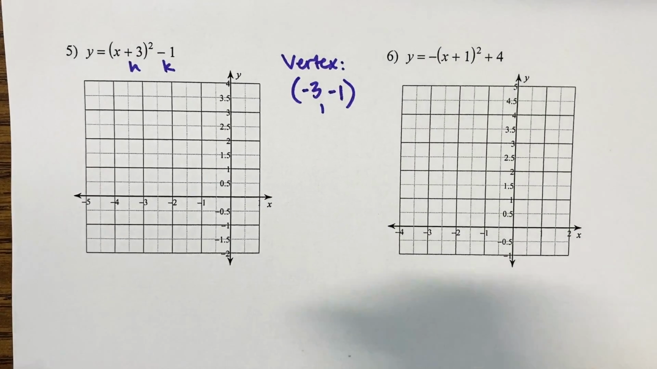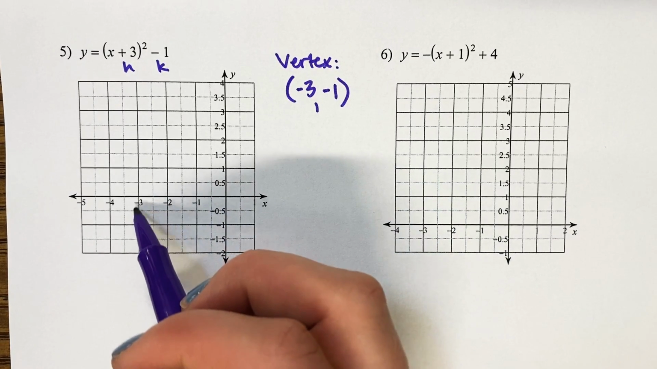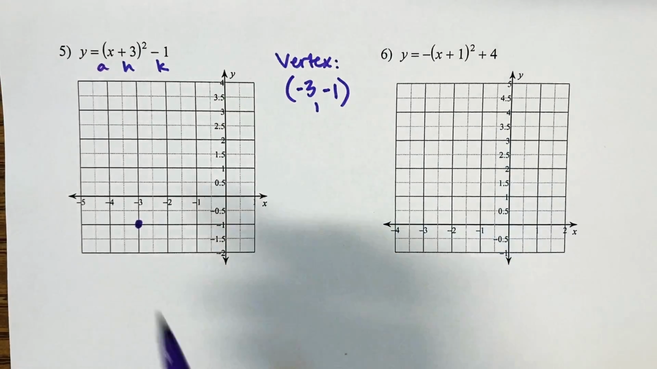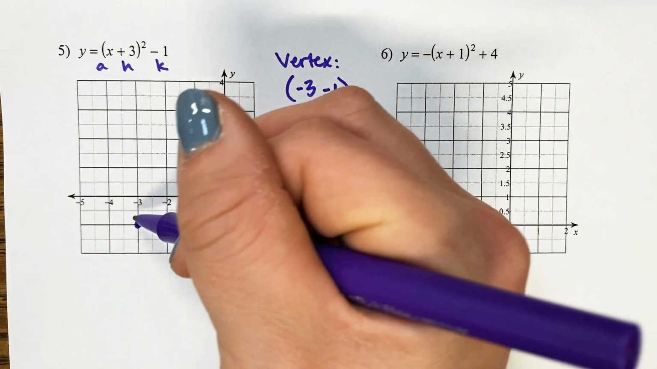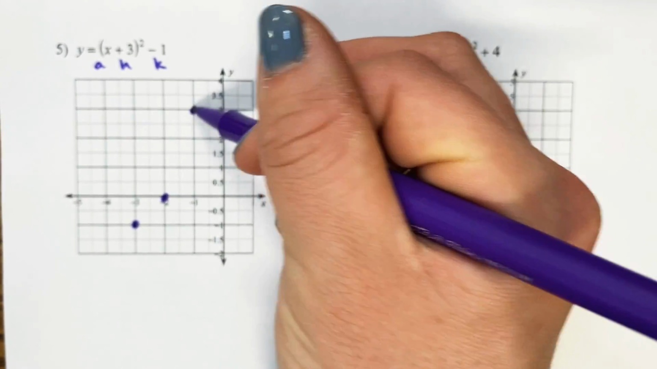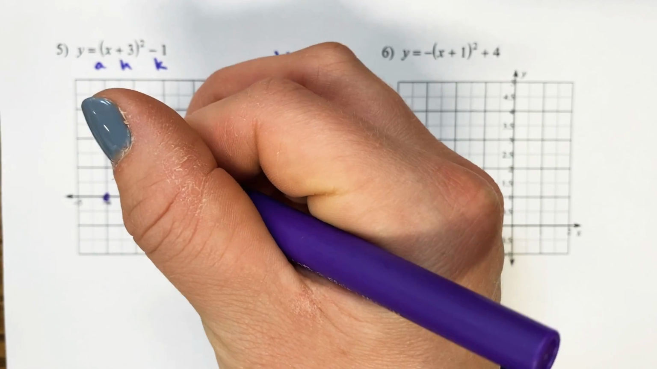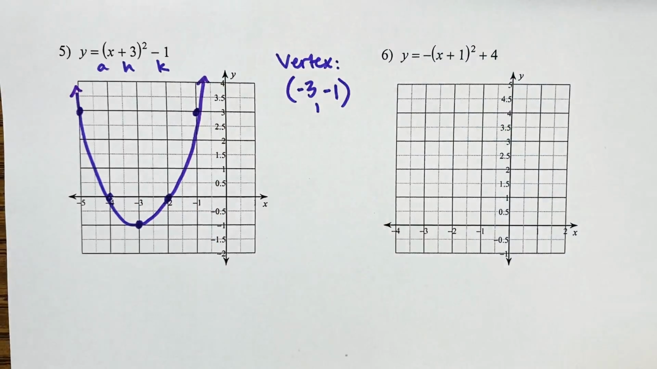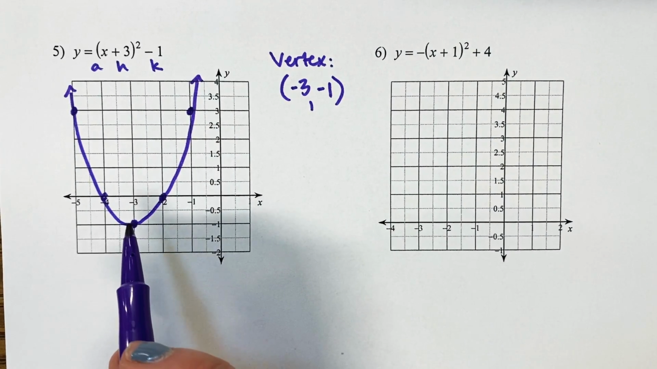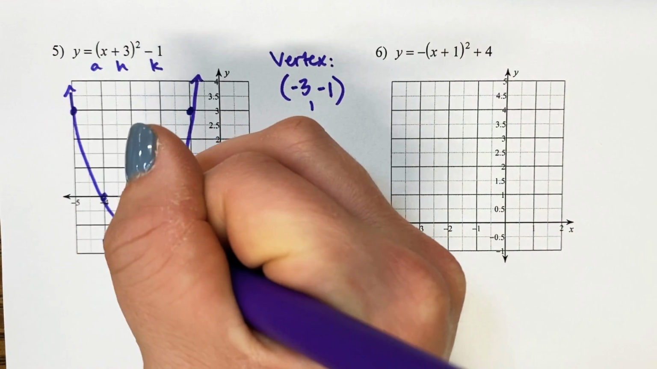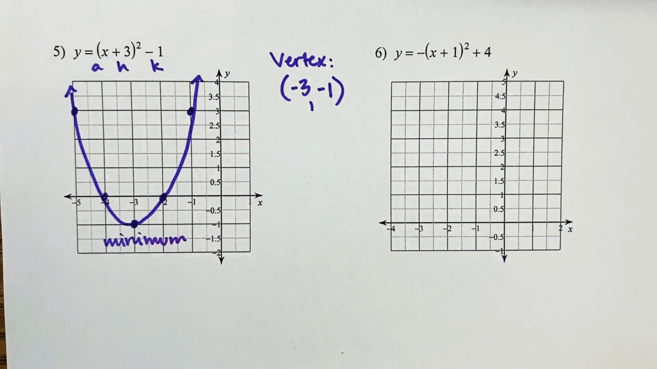Okay, let's go ahead and graph this. So find negative 3 first, go down to negative 1. My A in front of my parentheses is positive 1, so we are going up 1 over 1, and up 3 over 1. Connect those with your U, arrows at the end. Is my vertex a maximum or a minimum if it's at the very bottom? Again, that is a minimum.